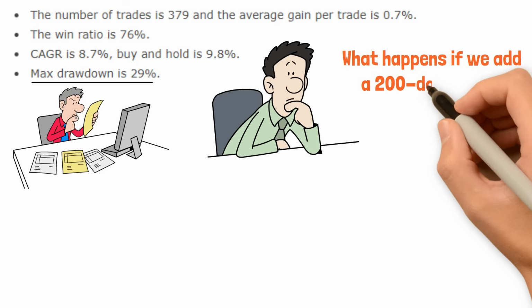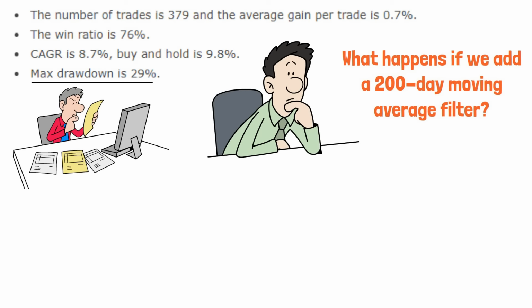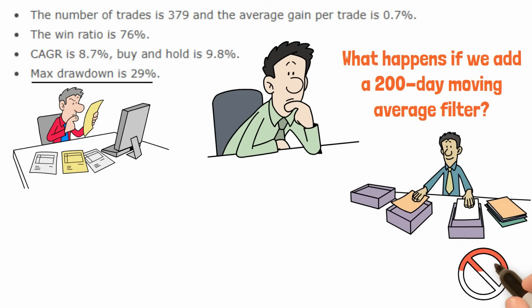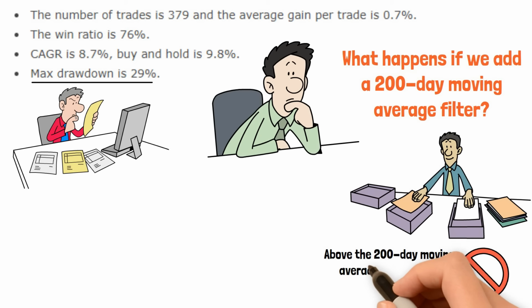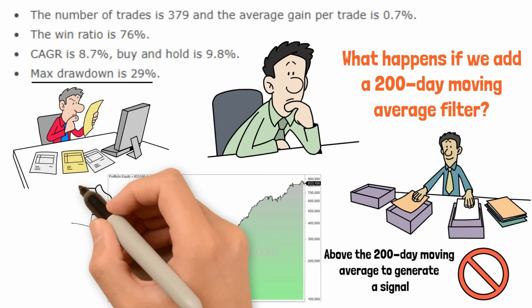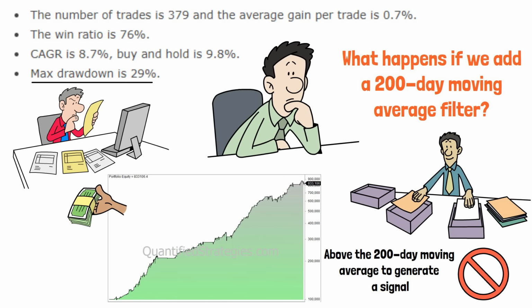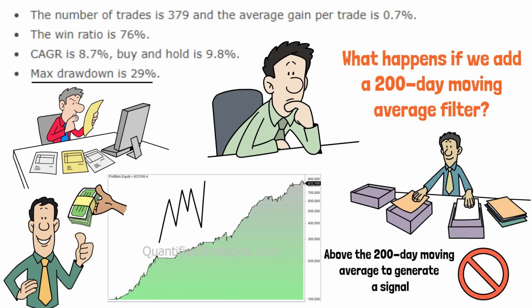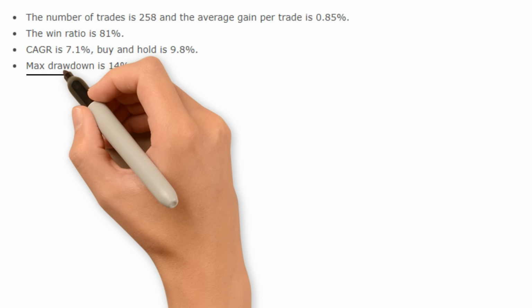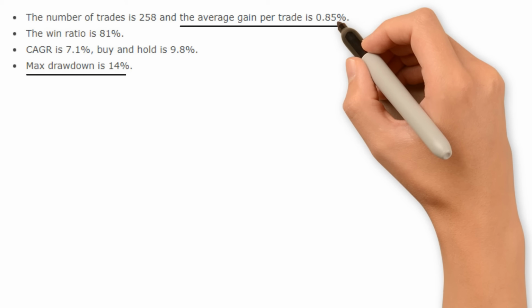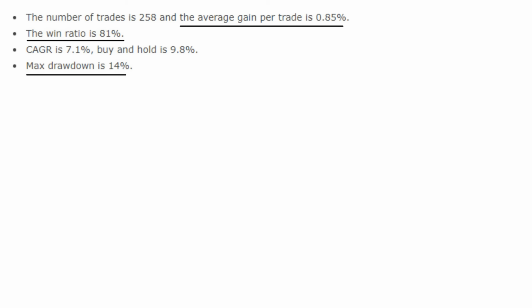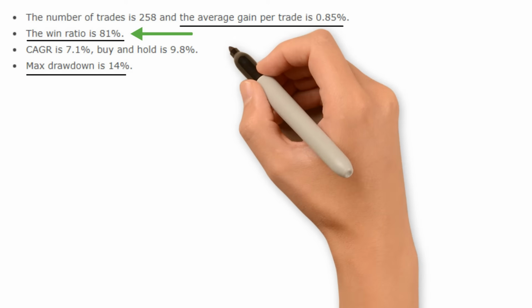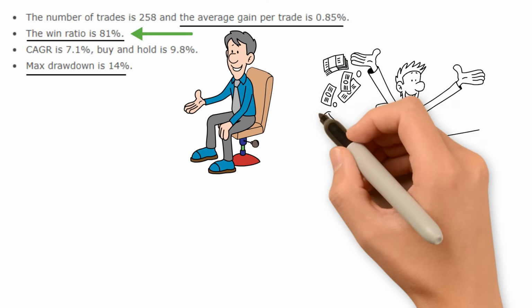What happens if we add a 200-day moving average filter? The strategy is the same, but the close needs to be above the 200-day moving average to generate a signal. Adding the trend filter smooths the returns, the 200-day average filters out volatility, and makes it easier to follow the strategy. The number of trades go down, but the average gain per trade and win rate go up. The win rate is an important metric because of the human bias to suffer more from a loss than an equal win.